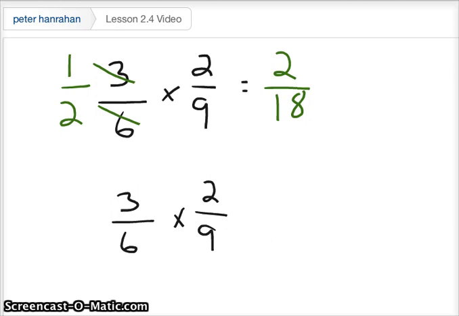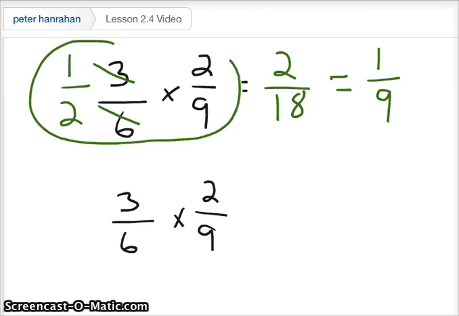Now note that 2/18 is not in lowest terms. Okay, so I have to reduce that again. 2 divided by 2 is 1. 18 divided by 2 is 9. Okay, so in this one up here, I reduced 3/6, but I'm not in lowest terms.